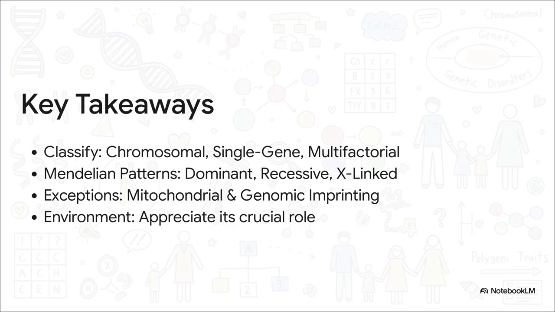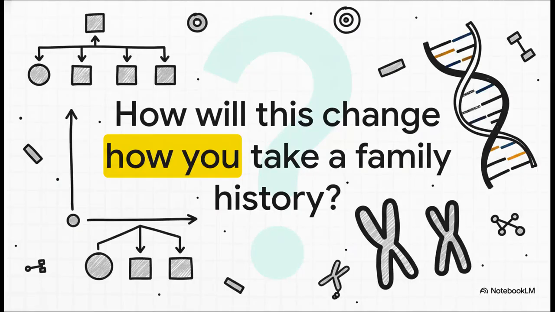All right, let's wrap this up with a super quick recap. We built our framework starting with those 3 main buckets: chromosomal, single gene, and multifactorial. Inside single gene disorders, we have the predictable Mendelian patterns and those really cool exceptions that break the rules. And we ended by seeing how genes never work alone. The environment and what we're exposed to plays a huge part. So I'll just leave you with this to think about.